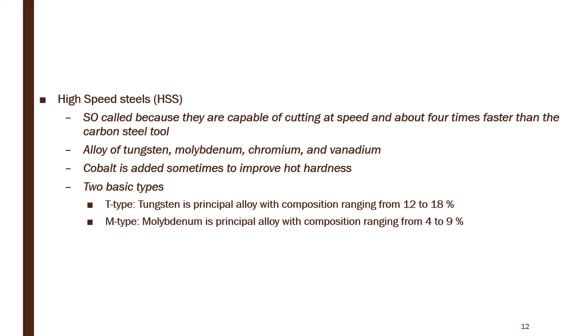In the T-type category, 18-4-1 HSS is commonly used. This is a grade, the code or specification, which contains 18% tungsten, 4% chromium, 1% vanadium, in addition to carbon of 0.7%. Whereas in the M type, 6-6-4-2 is the usual grade, where 6% molybdenum, 6% tungsten, 4% chromium, and 2% vanadium, with a carbon content again of 0.6%, is usually used. So these are the types of different steels.